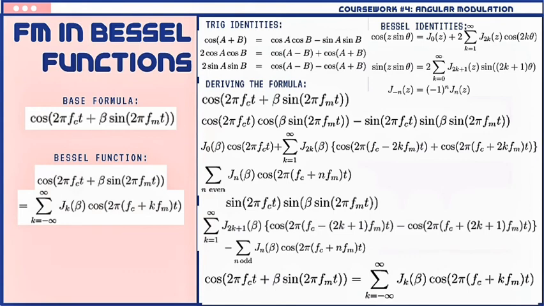Next, for the Bessel function, we'll start off with the base formula with a cosine carrier wave with frequency Fc and adding a signal with amplitude beta and frequency Fm. Now, to prove the Bessel function, we need 3 basic trig identities and 3 Bessel function identities. Starting off with the base formula and applying the sum identities for cosines, we get the following equation. Now, let's take the first term and apply one of our Bessel identities to expand it to this equation.